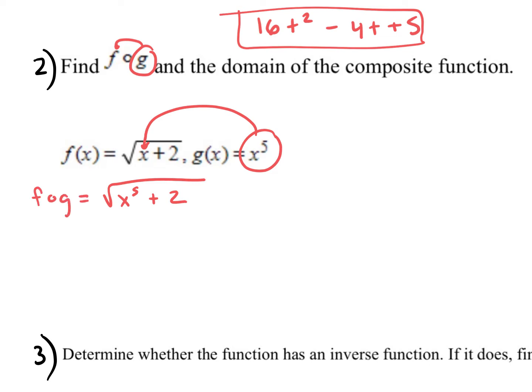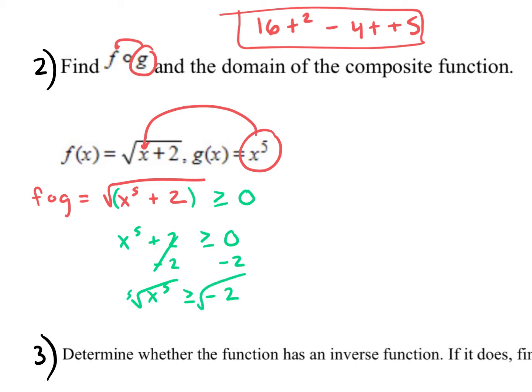And then the second thing I have to do here is find the domain. So anything under a radical can't be negative. So this has to be greater than or equal to 0, because it could be 0, it just can't be negative. So I'm going to set x to the 5th power plus 2 greater than or equal to 0, and then just solve for x from here. So subtract 2 on both sides. X to the 5th power is greater than or equal to negative 2. And then just take the 5th root of both sides. So x is greater than or equal to the 5th root of negative 2.